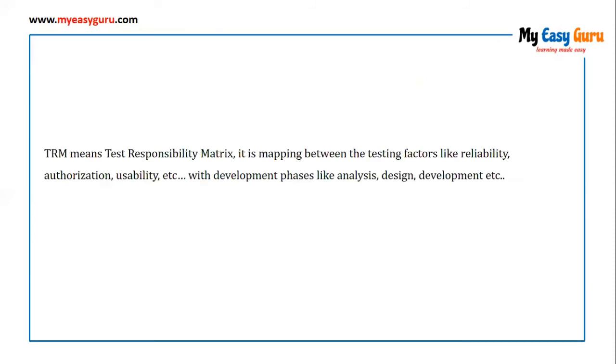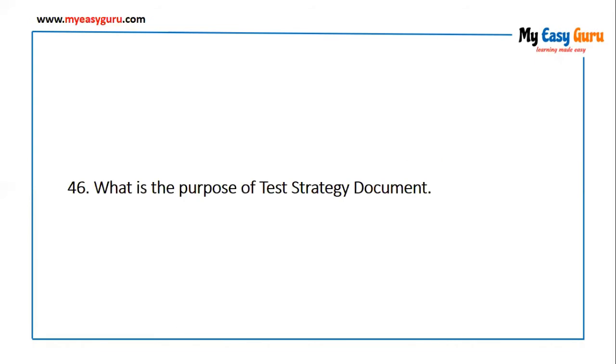Let's see the next question. What do you mean by TRM? TRM means test responsibility matrix. It is a mapping between the testing factors like reliability, authorization, usability, etc. with development phases like analysis, design, development, etc. Let's move ahead to our next question.